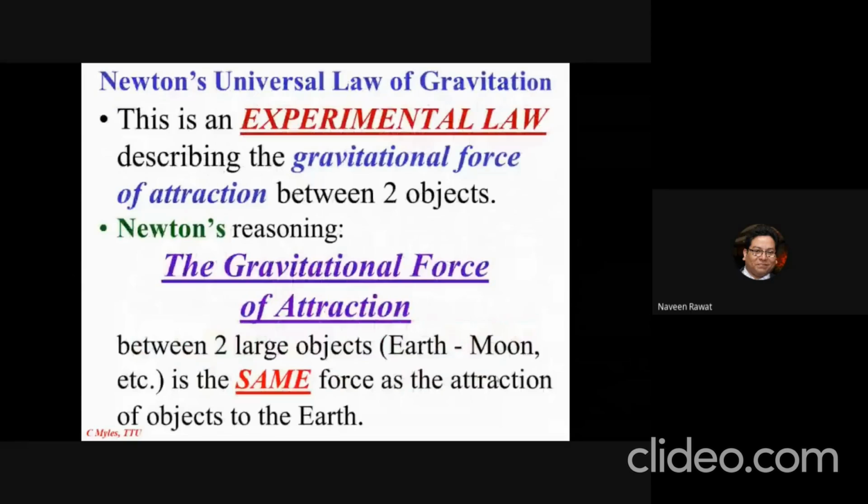What Newton's universal law of gravitation is telling us is that there is a gravitational force of attraction existing between two objects. Certainly it is an experimental law, and Newton based his observation on the way the Earth and the Moon are orbiting. He said that the same kind of relationship that exists between Earth and the Moon can exist between any two objects on Earth.